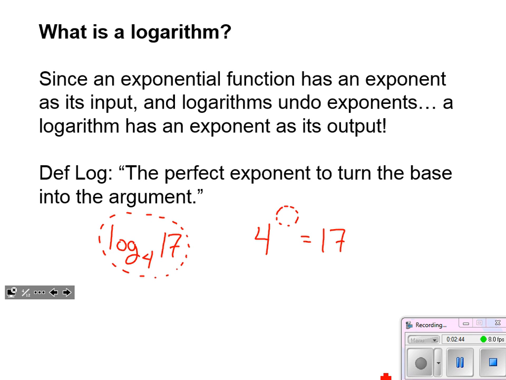So we can easily convert a logarithm into some exponential expression. If we said that this log base 4 of 17 is equal to x, then that means 4 to the x power equals 17, because that x represents that perfect exponent. Now the output of the logarithm is the input of the exponential. That's that inverse-like relationship.